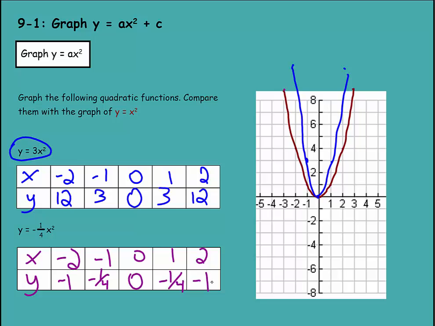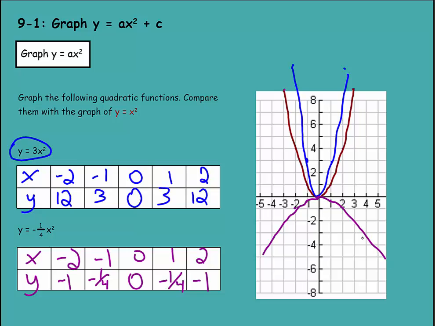So let's plot this one out. We have -2 and -1. -1 and -1/4. Let's be precise on that one. That looks pretty good. Then we have 0 and 0. 1 and -1/4. And we have 2 and -1. So if we plot this parabola out, we can start at 0 and work our way out here.